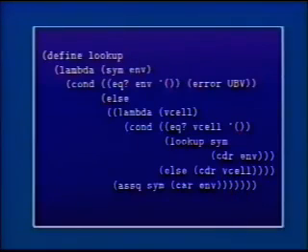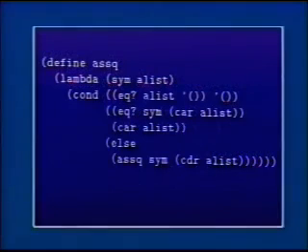Finally, assq is something you probably have seen already. Assq takes a symbol and a list of pairs, and if the list is empty, it's empty. If the symbol is the first thing in the list, that's an error. That should be caar, C-A-A-R. Everybody note that. Right there.